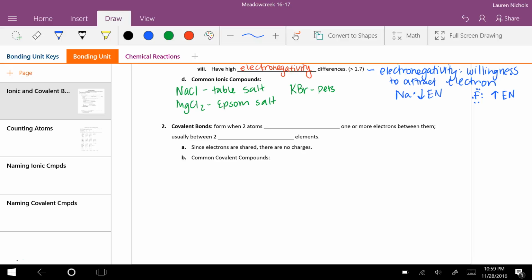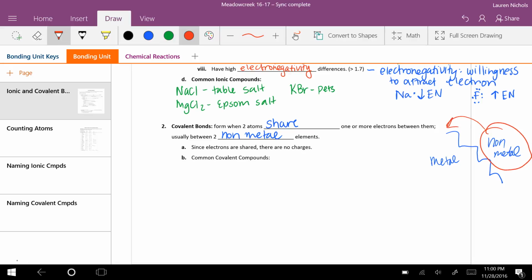Now, ionic compounds are when electrons are transferred, but covalent bonds are formed when two atoms share those valence electrons. It's usually between two nonmetal elements. This means, if you're looking at the staircase on your periodic table, anything to the left is a metal, anything to the right is a nonmetal. So as long as you have only nonmetals, then it's going to be covalent.